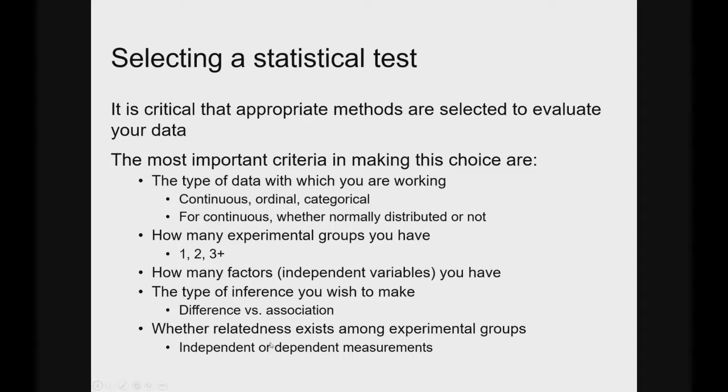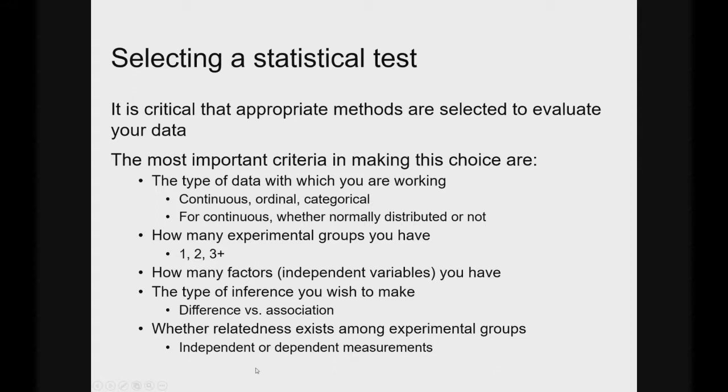And how many factors do we have? That's slightly different from experimental groups. How many independent variables do we have? Are we only comparing different temperatures? Or are we looking at both temperature variations and concentration variations in our experiment, right? So those are factors. Are we only looking at 1? Are we looking at 2? So forth and so on. So those are two different things, and they both feed into how we choose our test. Also, what type of inference are we looking to make, right? We said for inferential statistics, we're trying to draw a conclusion out of our data. What are we trying to do?